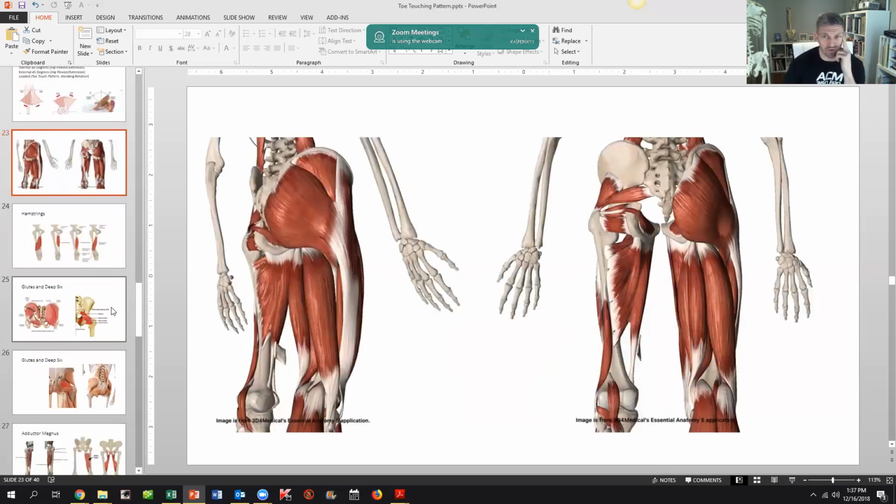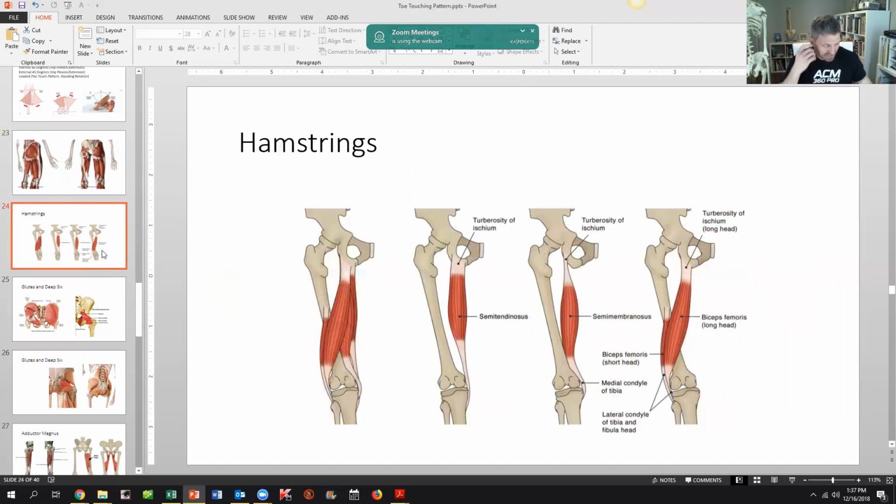And again, we could spend all day on this, but what most people are concerned with is the posterior chain of musculature, and that would be the glutes, the hamstrings, and the deep six, and we're going to break those down. The hamstring obviously is the big culprit here. Most of us associate the inability to touch our toes with tight hamstrings, and we feel the tight hamstrings, and you very well may have tight hamstrings.